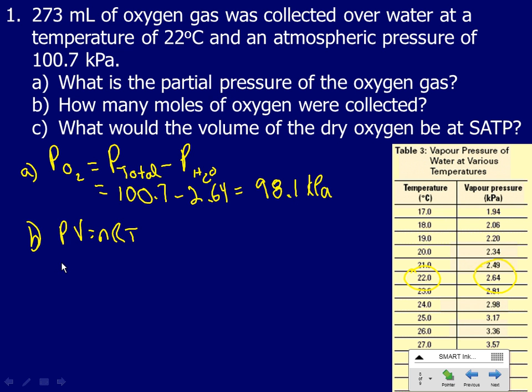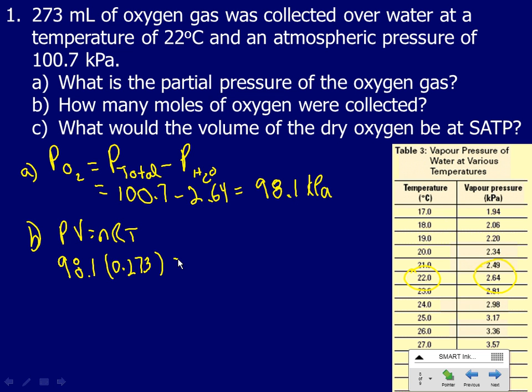Do I have the pressure of the oxygen? What number is going in for the pressure of the oxygen? 98.1. Volume of the oxygen. What volume was that oxygen found in? Yeah, good conversion. 0.273 liters.